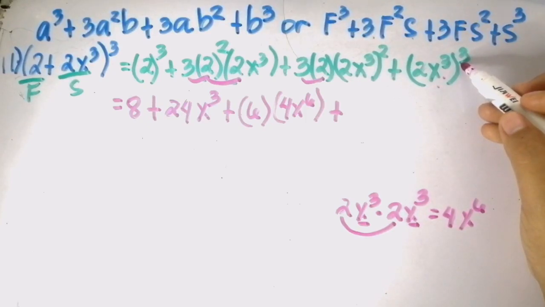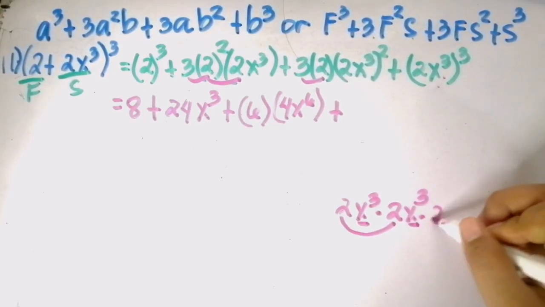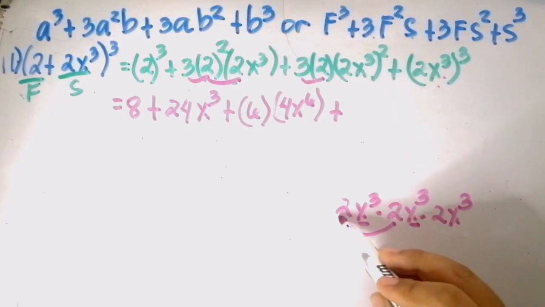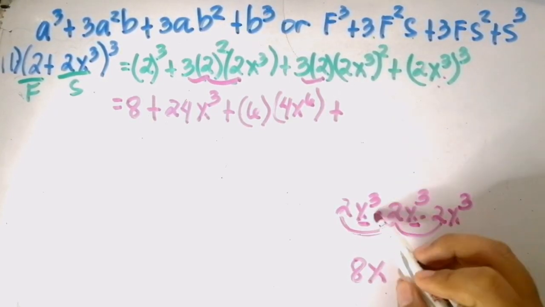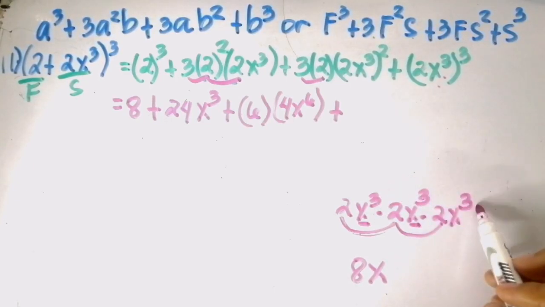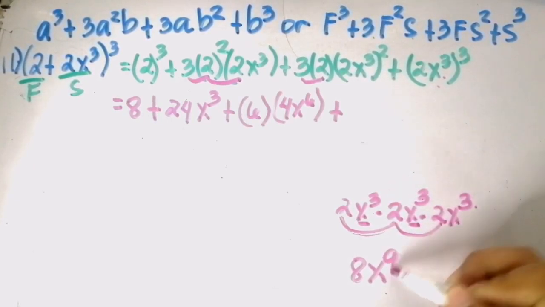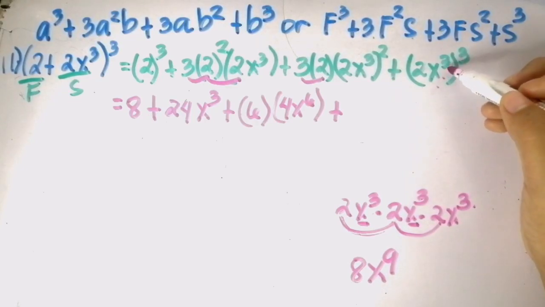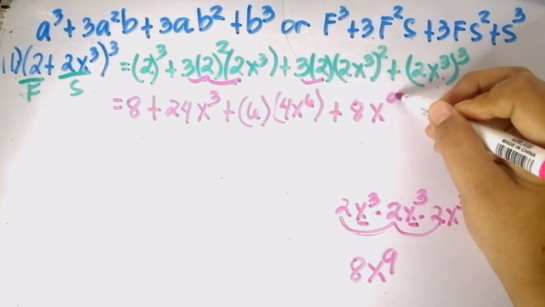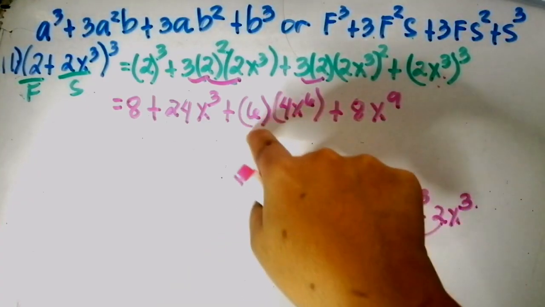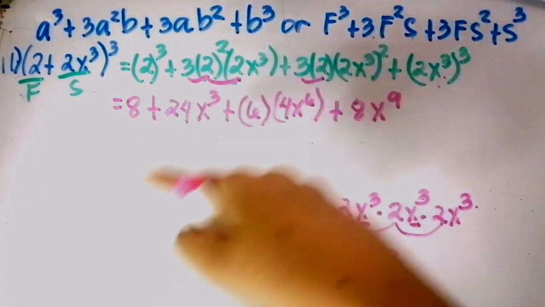Ang ibig sabihin nito, multiply natin to ng 3 beses. And that is 2 times 2, 4. Times 2 equals 8. Then, yung exponent, i-add natin. 3 plus 3 plus 3 equals 9. Or, power of a power, that is 3 times 3 equals 9. Kaya ang sagot nito, 8x raised to 9. Next, simplify natin to kasi hindi pa to na-simplify.